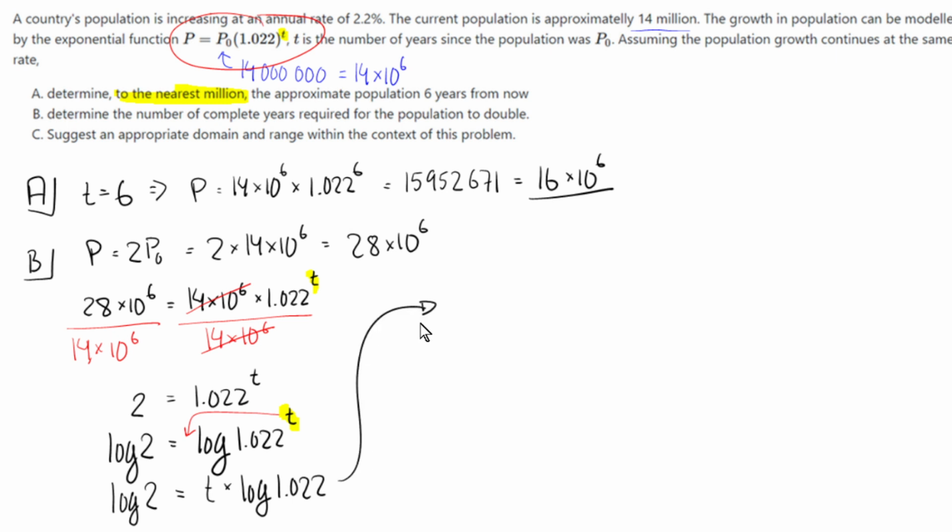In the next step, we divide both sides by log 1.022, which means we're left with t equals log 2 divided by log 1.022. So at this point, we are going to evaluate this on our calculator. If we do that, we get 31.85, and there are more decimals than that, but they want us to answer in the number of complete years. So we're going to round this to 32 years.